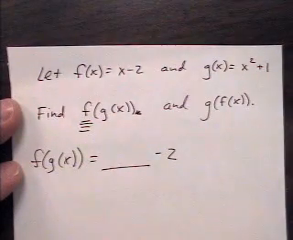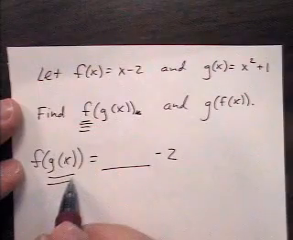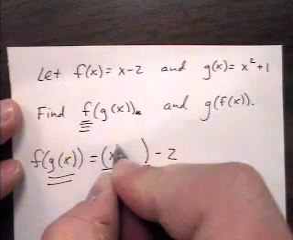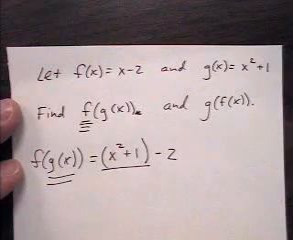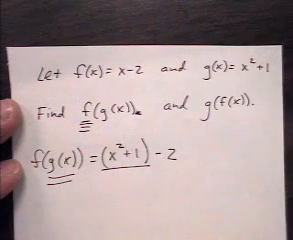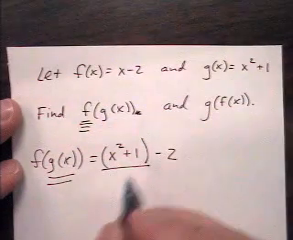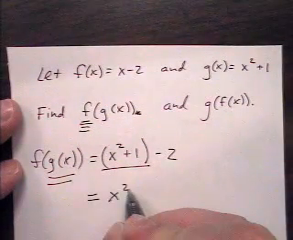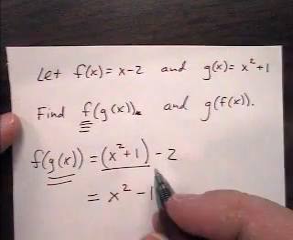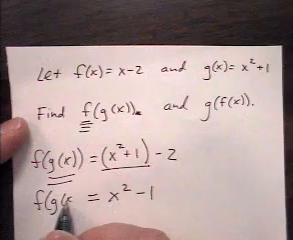The big question is, what are we going to plug into it? We're plugging in g of x. Well, g of x is x squared plus 1. Now, we're going to take that expression and subtract 2 from it. Those parentheses really don't matter in this case, so that becomes x squared plus 1 minus 2, which is x squared minus 1. So here is f of g of x.